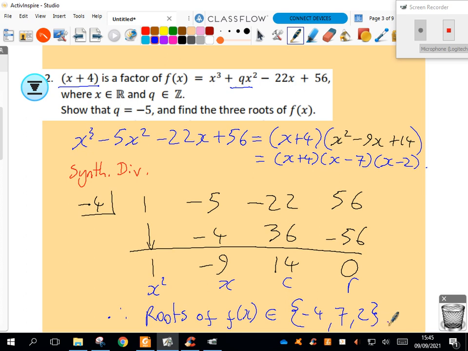So three roots. Notice the roots are the values I plug in to the function that give me 0. Plug in negative 4, we get 0 times everything else. Plug in 7, I get x plus 4 times 0 times x minus 2. Plug in 2, I get a 0 in the last bracket. All of these values will make that function equal to 0.